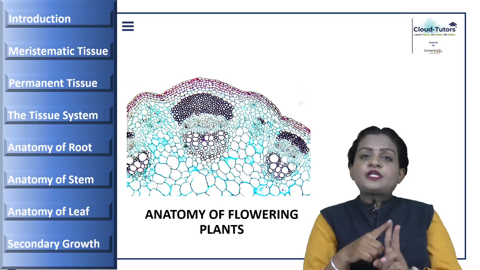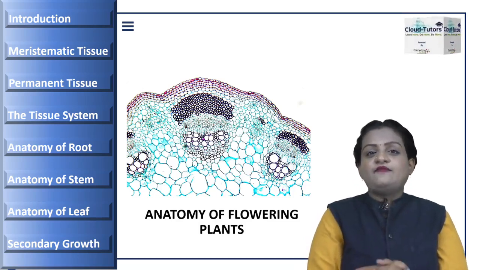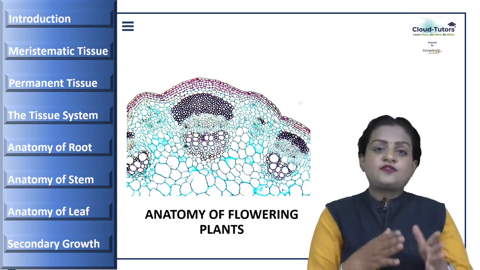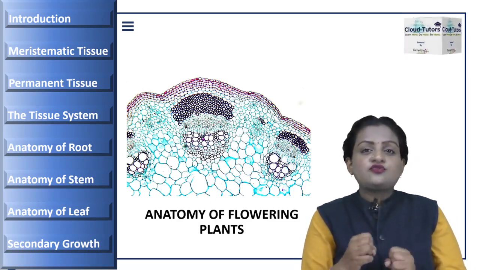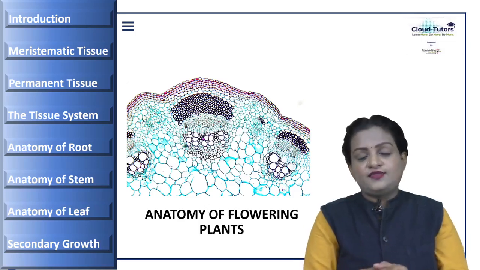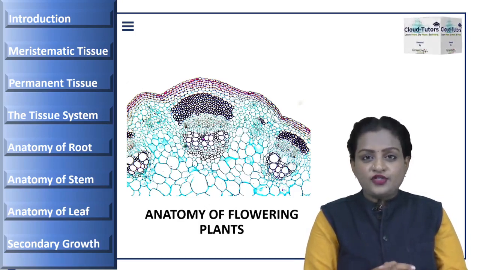So sieve tubes are characteristic feature of angiosperm, whereas lower vascular plants, that is pteridophytes and gymnosperm, only have sieve elements which are not very structurally organized. This is what we understood in today's session.